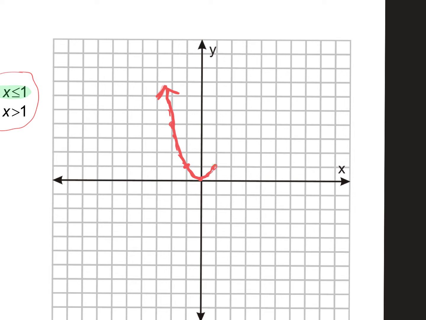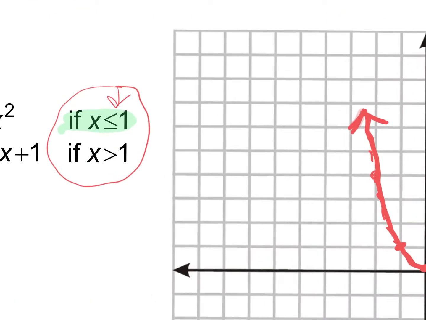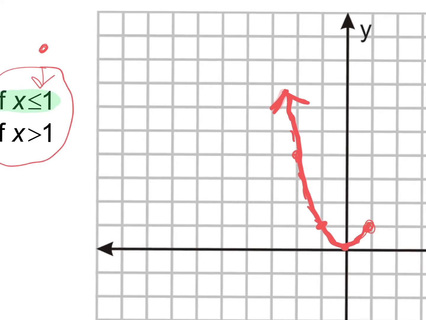Now, another thing you have to pay attention to is what does this sign say? Less than or equal to. So what kind of dot should you have at the end of your graph right there? A closed dot. Why is it closed? Because it includes this point right here.